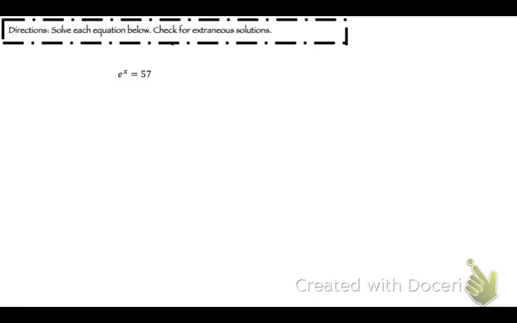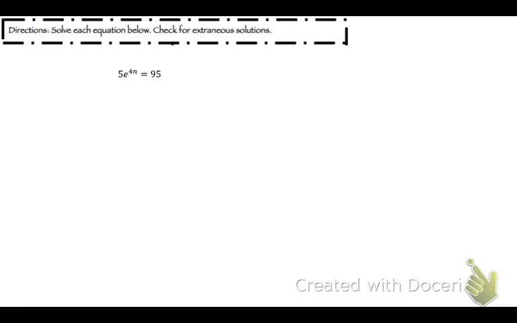Let's do this one. So if we're solving this, I'm going to change that to a logarithm, okay? So this is going to be log base e of 57 equals x. Well, that's ln of 57 equals x. Put the ln of 57 in your calculator, and you get approximately 4.0431.